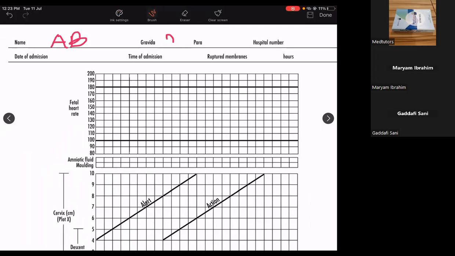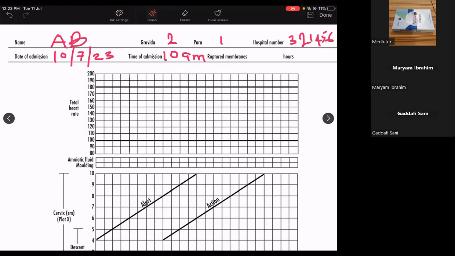A gravida 2 para 1. So gravidity is 2. She's gravida 2 para 1. Hospital number, they said, is 321456. Admitted on the 10th of July 2023 at 10 a.m. So she came at 10 a.m. with complaints of labor pain.